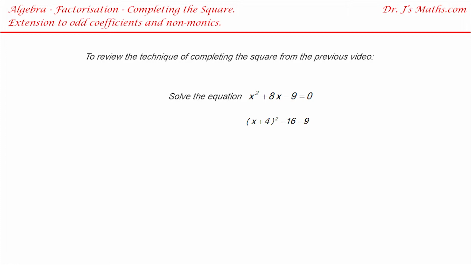Combining the numbers and making it equal to 0 for the equation, we have x plus 4 all squared minus 25 equals 0. Add 25 to both sides, we have x plus 4 all squared equals 25. Take the square root, x plus 4 equals plus or minus 5. Always remember the plus or minus when you take a square root. So therefore subtract 4 from both sides and we have x equals minus 4 plus or minus 5, which gives us the solutions of minus 9 or plus 1.